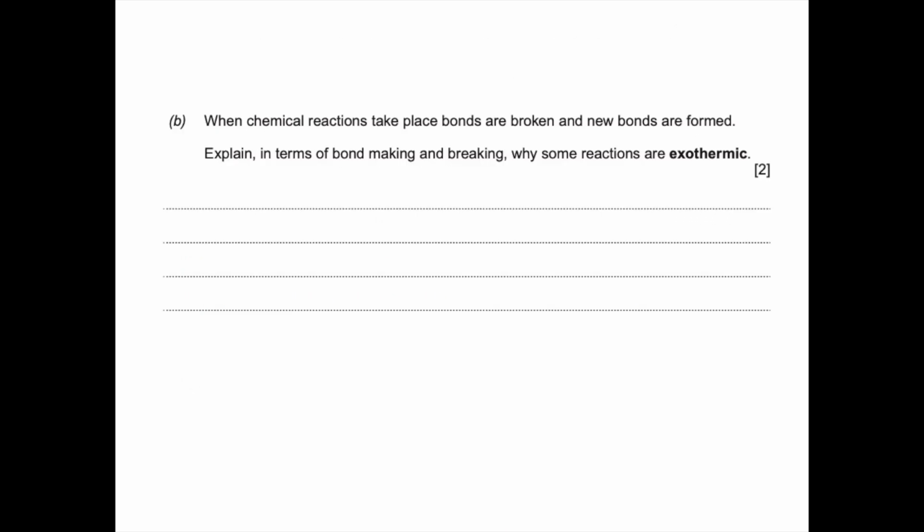So here's part B. When chemical reactions take place, bonds are broken and new bonds are formed. The question is asking you to explain in terms of bond making and breaking why some reactions are exothermic, and there's 2 marks for this. Pause the video and have a go at the question.